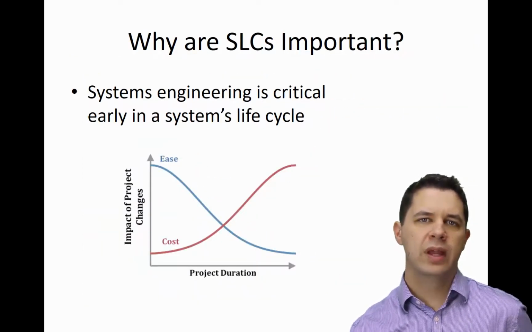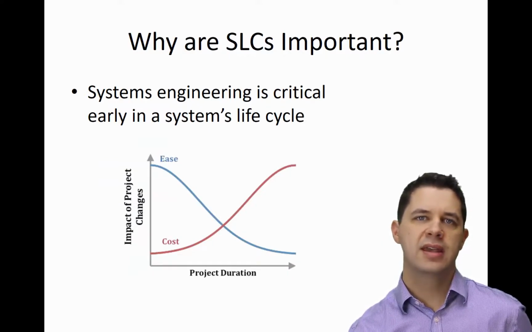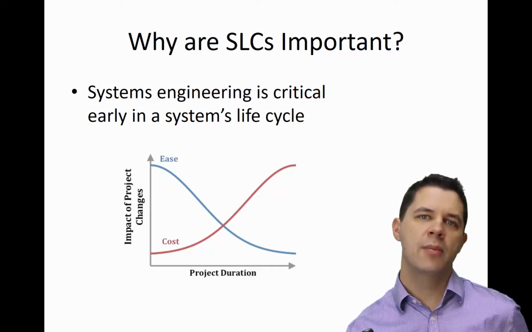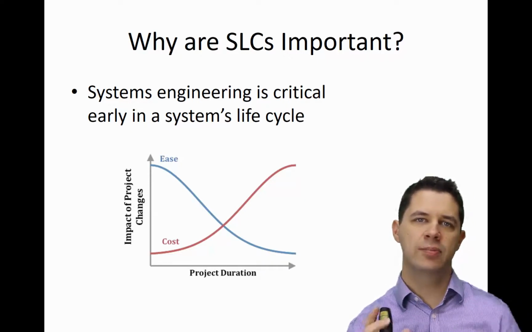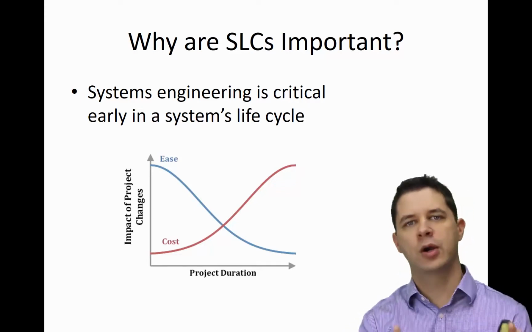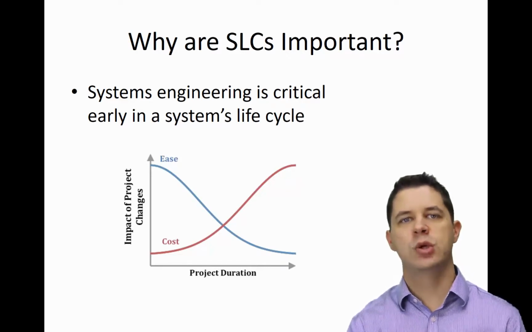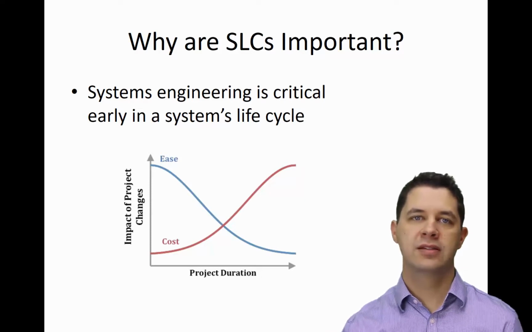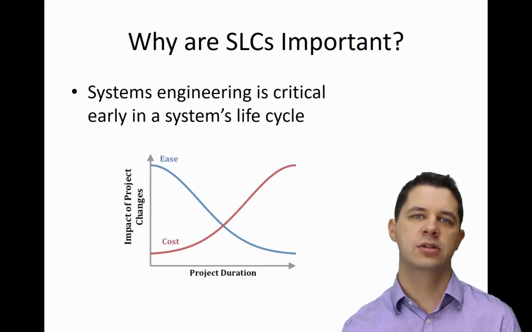Well, one thing that we need to remember, and this is a graph that we'll see several times throughout this course, is the cost of changes and changes in requirements throughout a system. And this is one of the beauties of system life cycles and systems engineering. The earlier that we specify things and the earlier that we get all our requirements sorted out, the cheaper it is. The later that we do those sort of things, it becomes very, very costly to do.